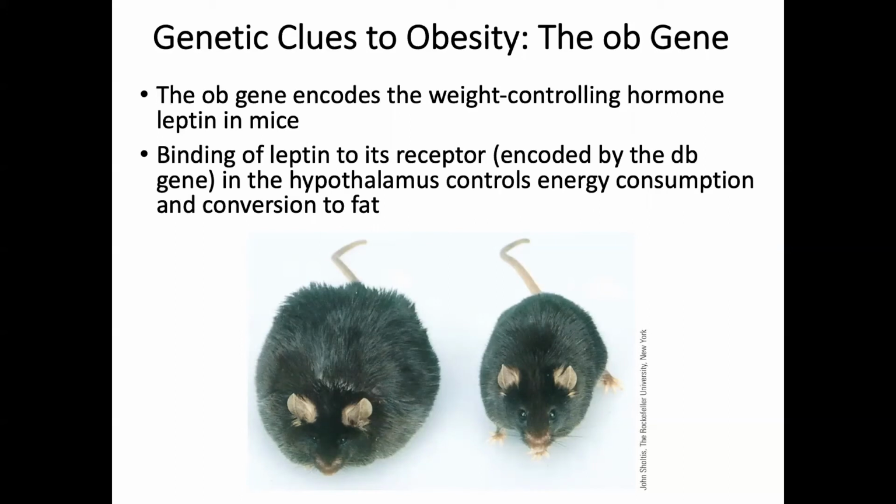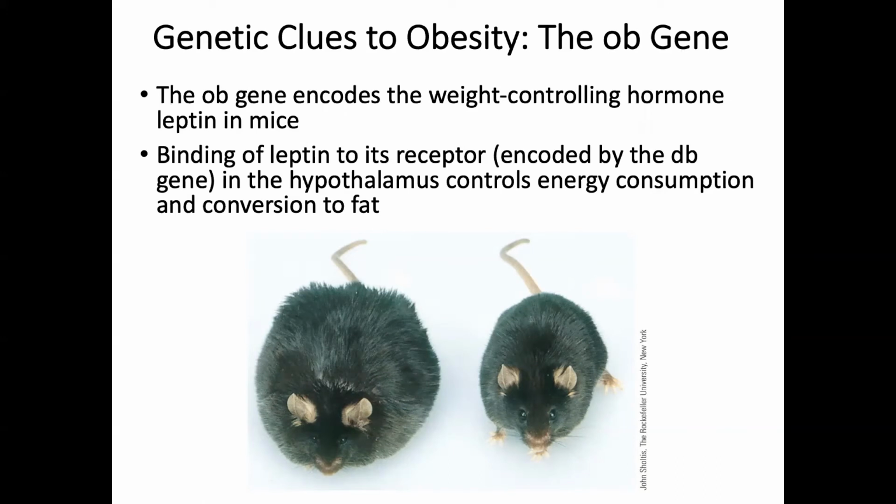So leptin has another name, energy expenditure hormone, because the action of leptin needs the binding between leptin and its receptor. When scientists disrupt either the leptin gene, that's the OB gene, or the leptin receptor gene, that's the DB gene, the leptin signaling pathway will be disrupted. Therefore, these mice will show an obese phenotype.